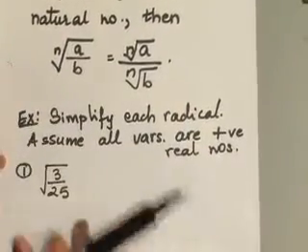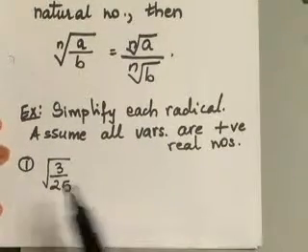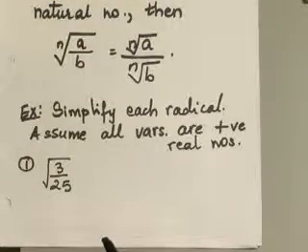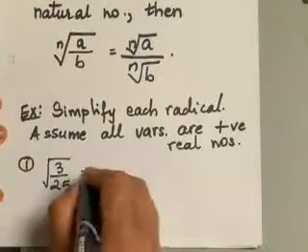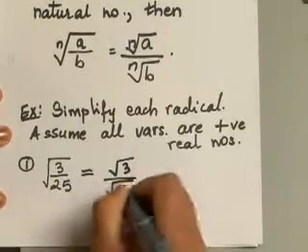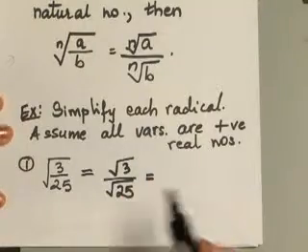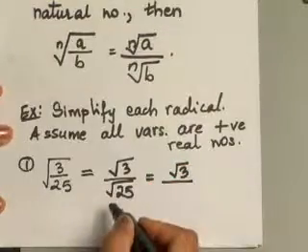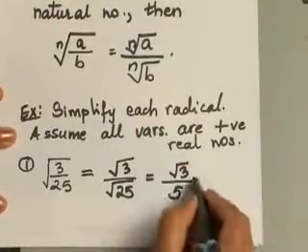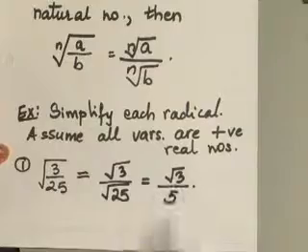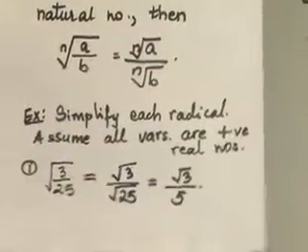So let's go ahead and apply our quotient rule here to this example. Again, remember, if you see any variables, the variables are all positive real numbers. So just like your quotient rule says, we can go ahead and break this up into square root of 3 over square root of 25. Now we know square root of 3 cannot be simplified any further, so you leave it as it is. Square root of 25 we know is 5, so you go ahead and simplify that, and that's how far you can go with this example. Square root of 3 over 5 will be your answer.